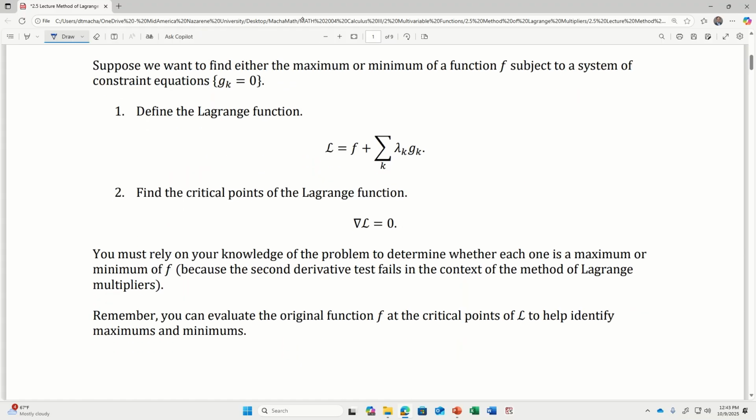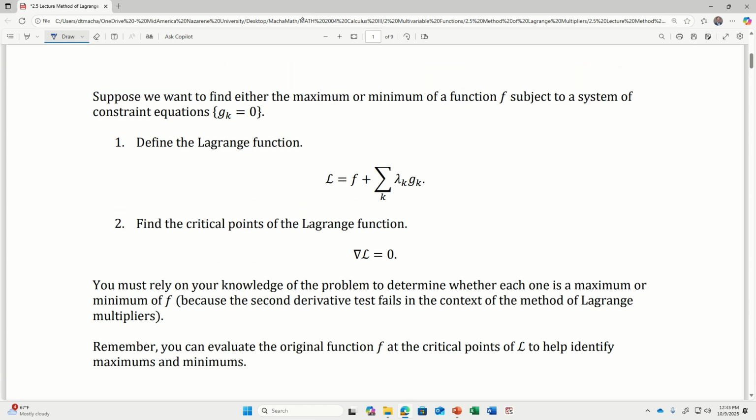So one method that we can use to solve constrained optimization problems is called the method of Lagrange multipliers. So we want to find either the maximum or a minimum. That's what we mean by optimization, is we're finding the maximum or a minimum of a function. And we've got a system of constraint equations.